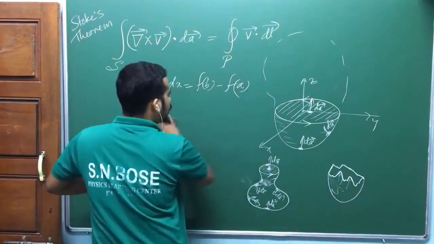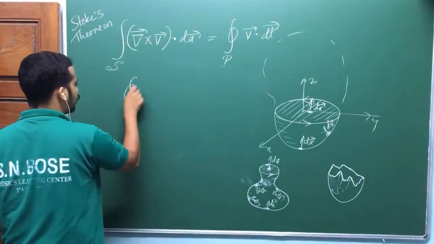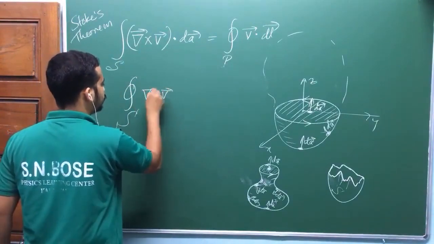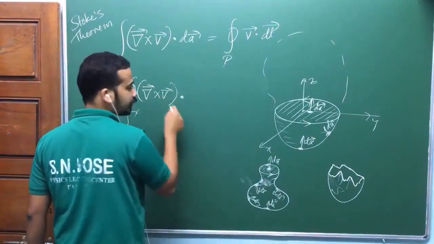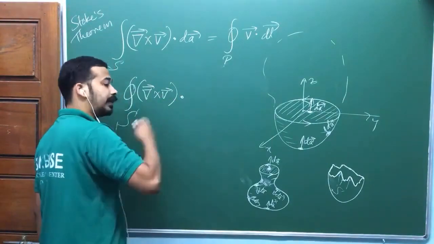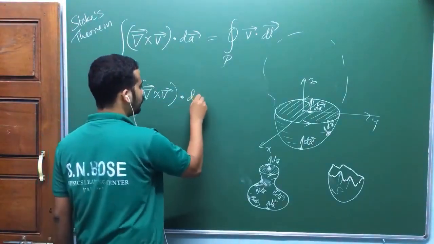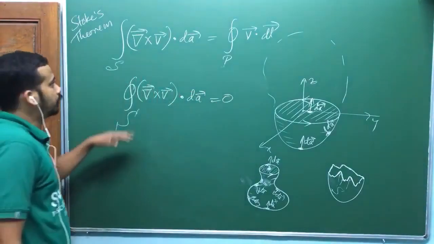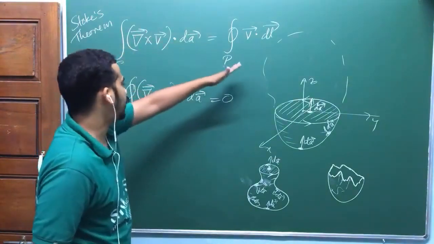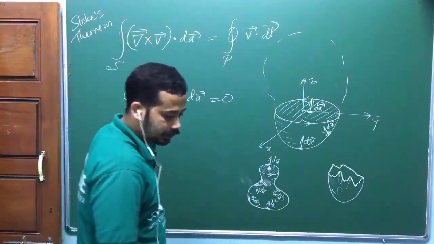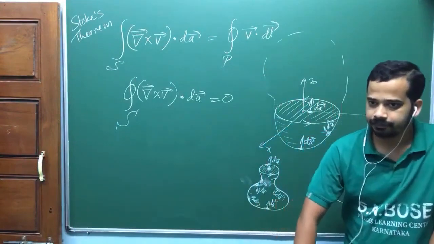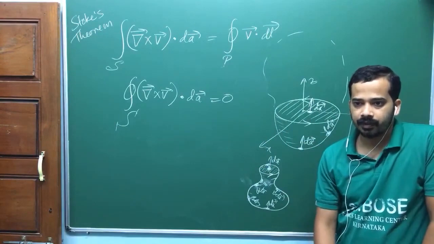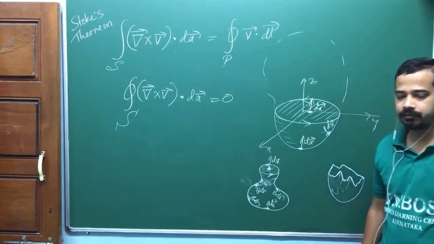Since the right hand side is 0, whatever closed surface integral you take, for a general vector field, the curl of any vector field, dot dA vector, is equal to 0. Two things you can observe. One, this is independent of the surface for a given path, and two, the closed surface integral of a curl of a vector field is 0. This will happen for the magnetic field.